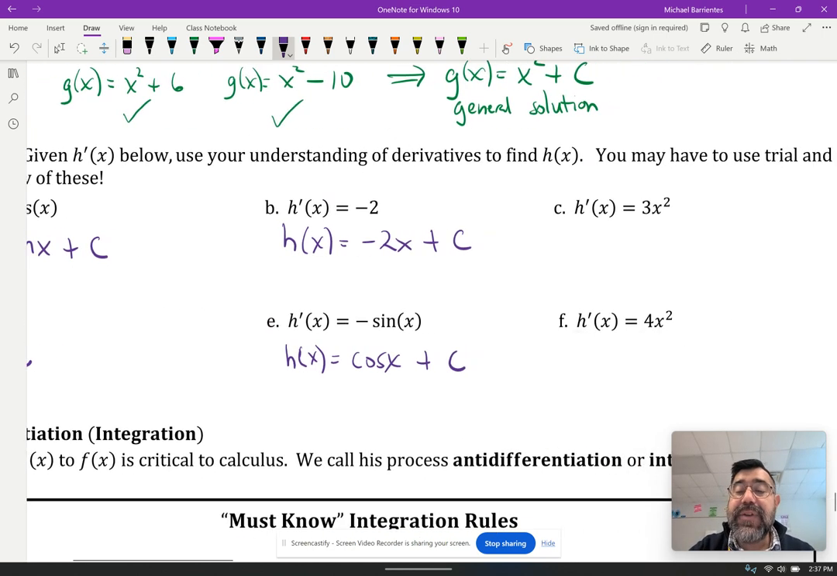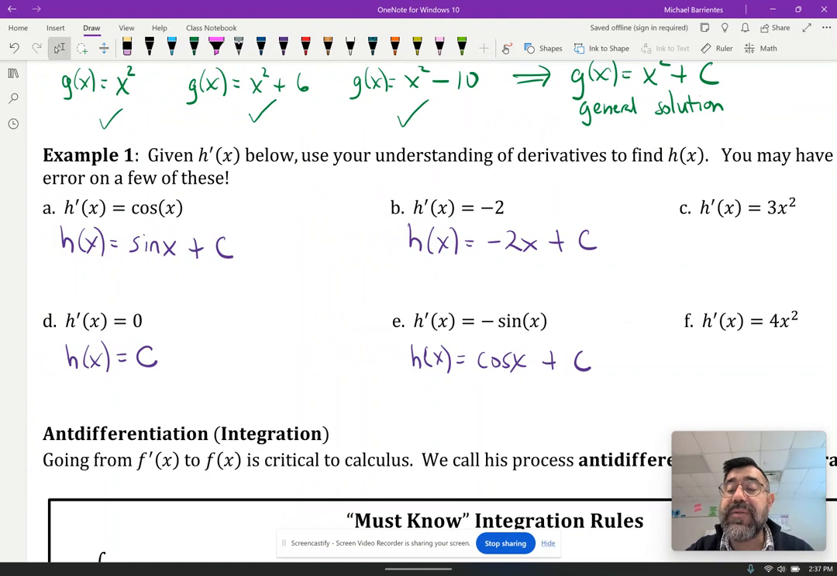And so I'm going to have you see if you can do c and f over here. Can you guess and check what those might be? And in the next video, we'll check them, and then we'll see if there's a more general process to doing things like antiderivatives for c and f.